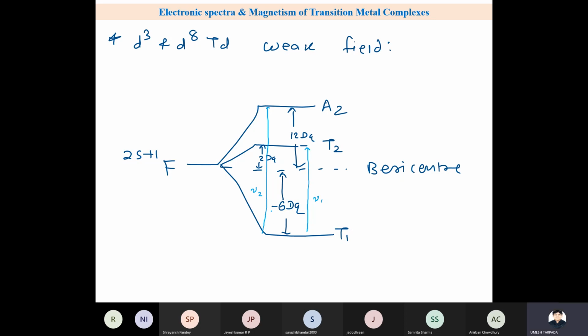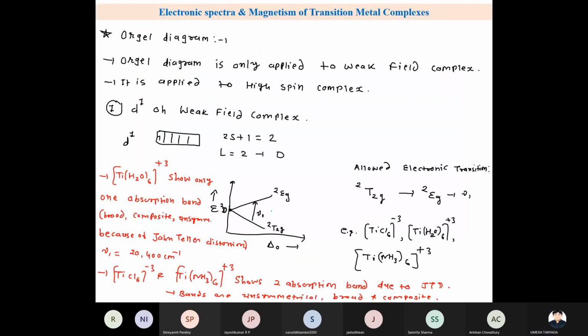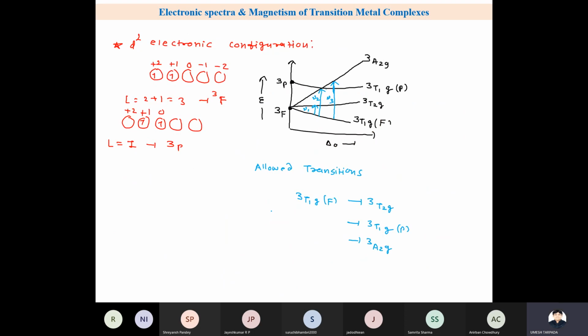Two DQ. Okay, it's a minus 4. Here you can come into D2 and D7. Okay, now see here you can see the different transitions with energy. What is the energy order?